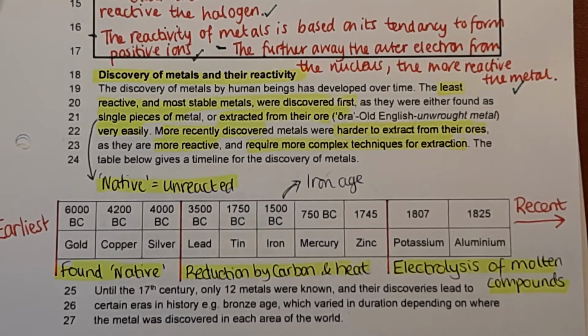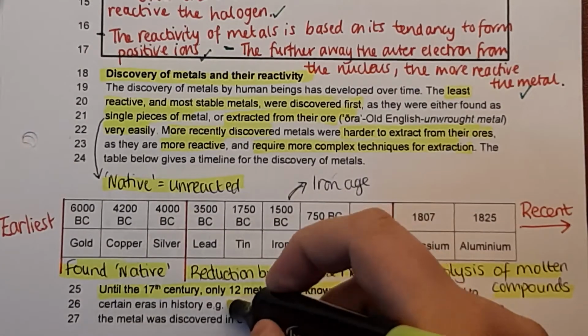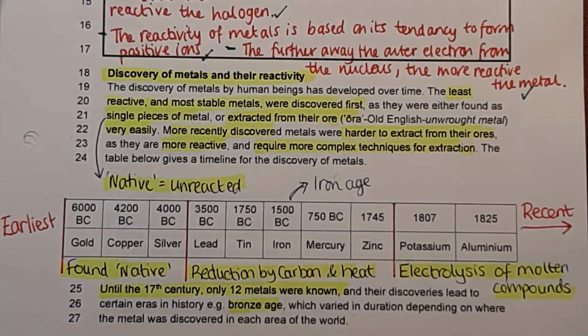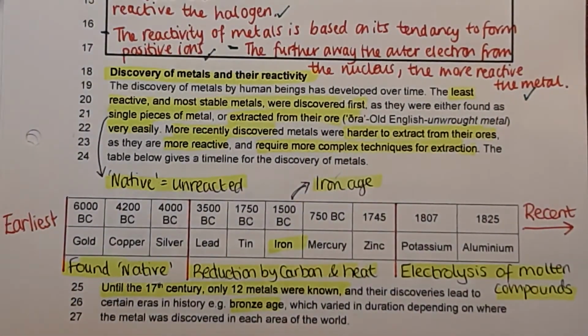So until the 17th century, we only knew of 12 metals, and their discoveries lead to certain eras in history, such as the Bronze Age, which varied in duration depending on where the metal was discovered in each area of the world. So we've talked about the Iron Age, which was around about this time period in the world, so about 1500 years BC. So we're talking about 3,500 years ago.